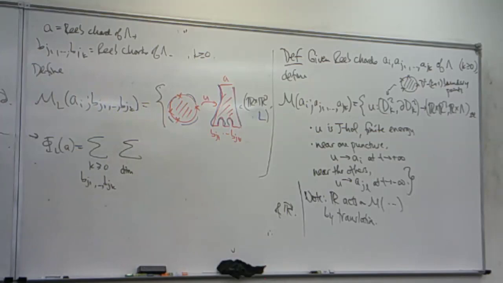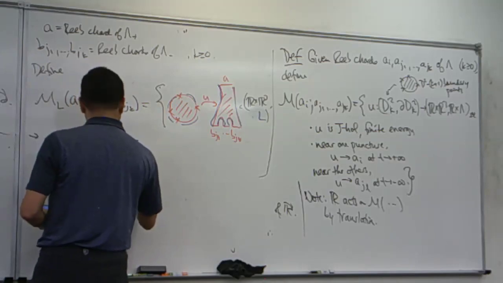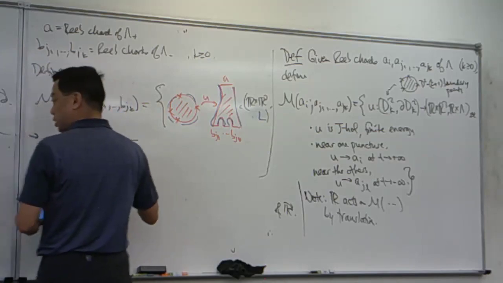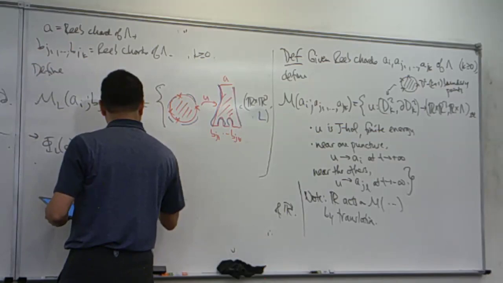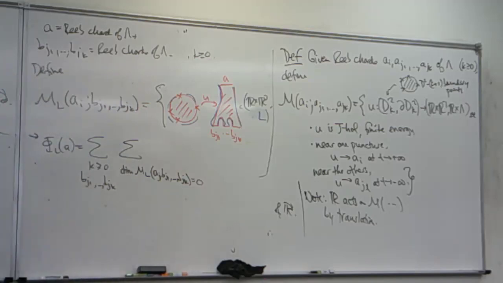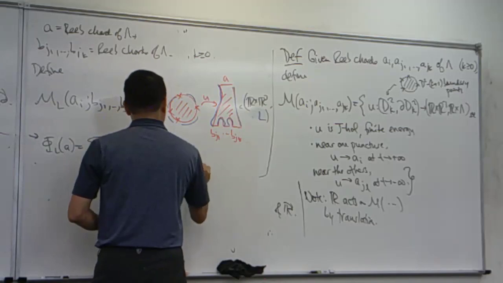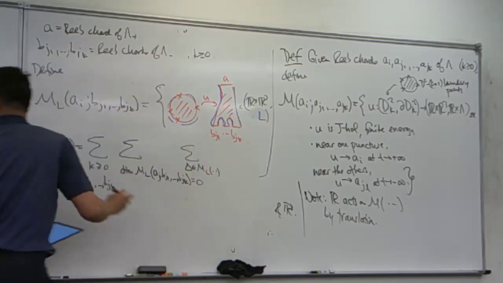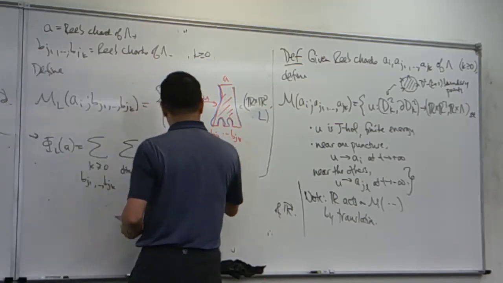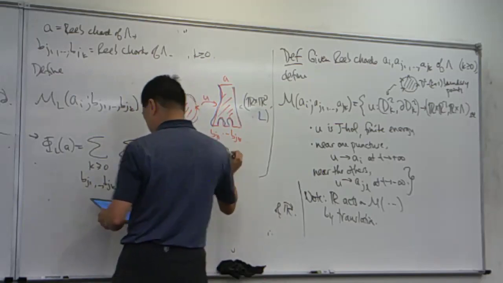And now because L is not a straight cylinder, there is no R action on this. It's not invariant under the R action. And so what we're going to do is look at rigid moduli spaces. So M_L of A, B, with index equal to 0. And now I'm going to take the sum over delta inside of M_L. So it's going to be same deal. It's going to be the sign of delta, whatever that is.